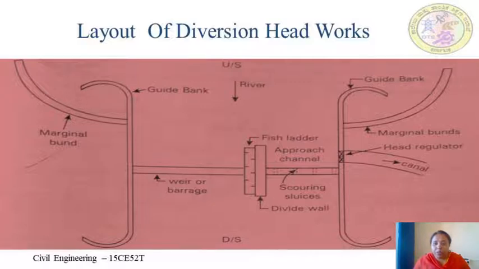Then you can see the upstream and downstream side of the river, and you can also see the river training works, that is marginal bunds and guide banks, which we generally call river training works. You can also see the diversion of the canal on the right side, and the head regulator which is provided at the head of the canal.